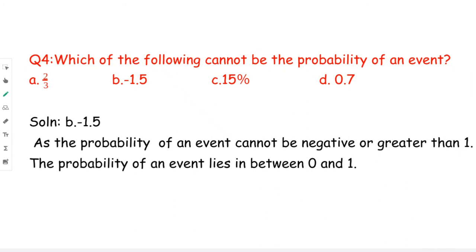All right, let's do this last one. Which of the following cannot be the probability of an event? 2 by 3, minus 1.5, 15% or 0.7. It will be minus 1.5, because remember we've already done in the introduction that the sum of all probabilities always equals 1. Remember that a probability cannot be negative or greater than 1. It always lies between 0 and 1. That is why minus 1.5 can never be the probability of an event.